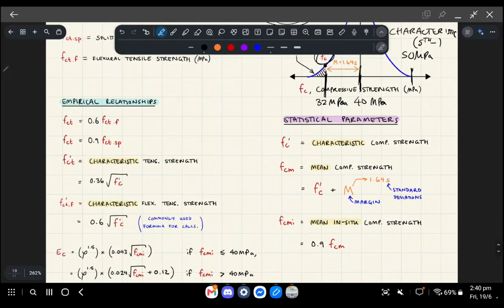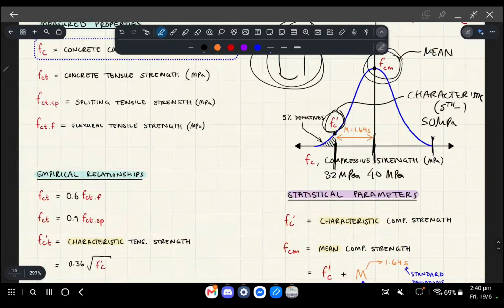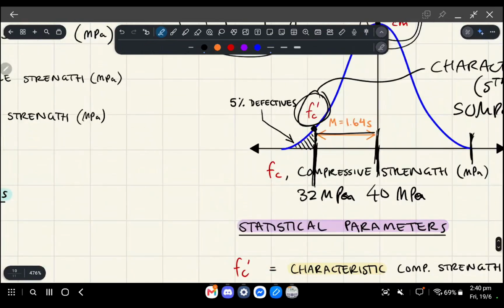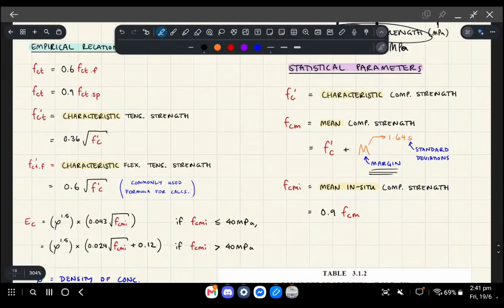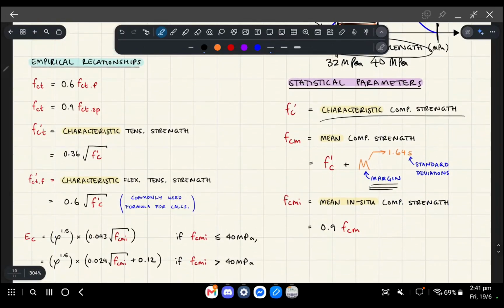Okay, and then the other thing is the margin. So the margin is basically this distance here, right? Or distance in terms of compressive strength, okay? So it's 1.64 standard deviations, right? From the mean is where the characteristic compressive strength lies.